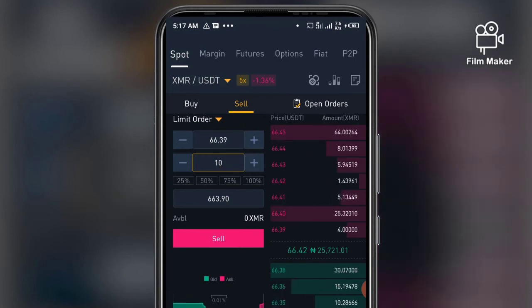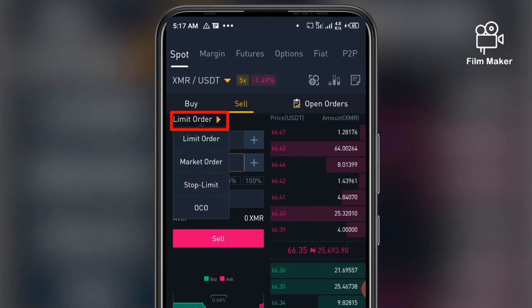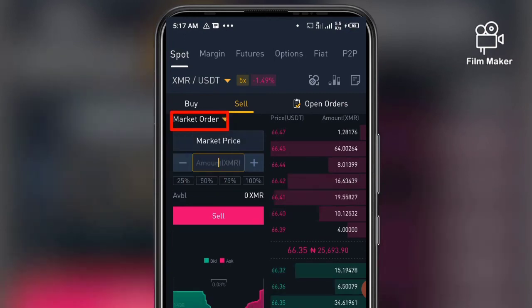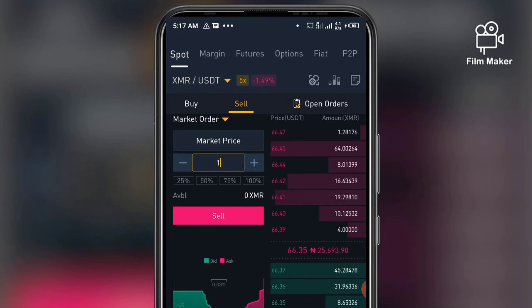We have what we call type of order. So if you click on limit order, you get to set your price. But if you click on market order, it's going to execute it immediately on the current market price. Okay, so that being said, I'm not going to place any trade there because I'm just showing you.